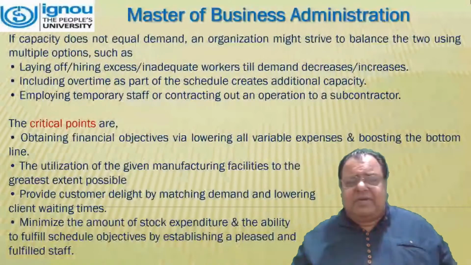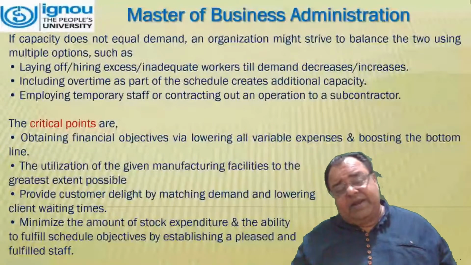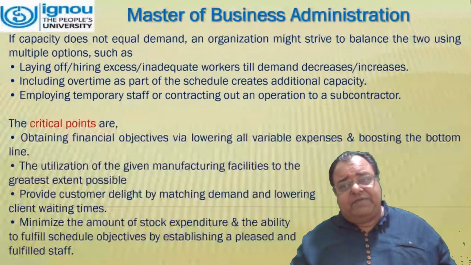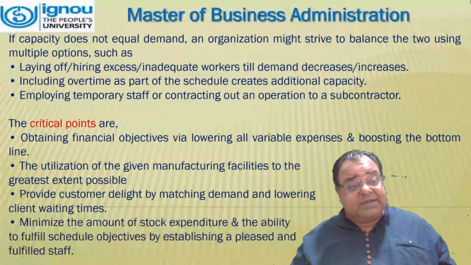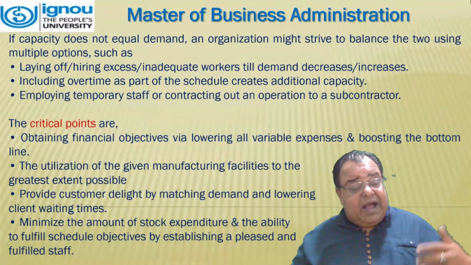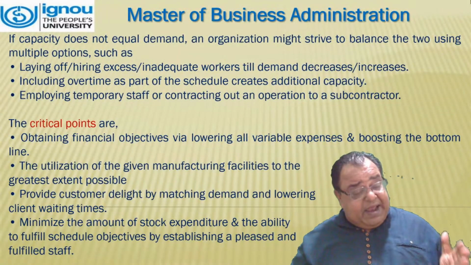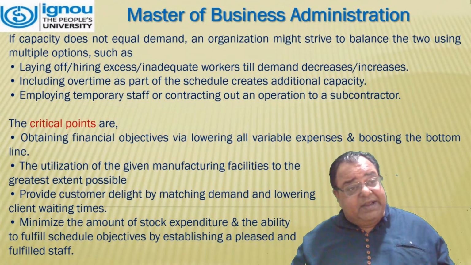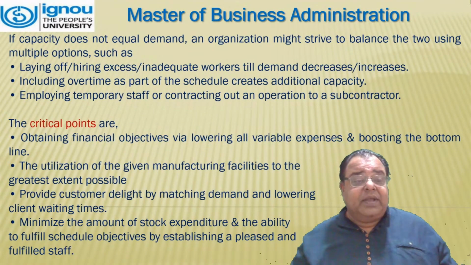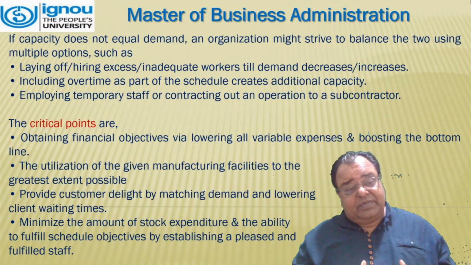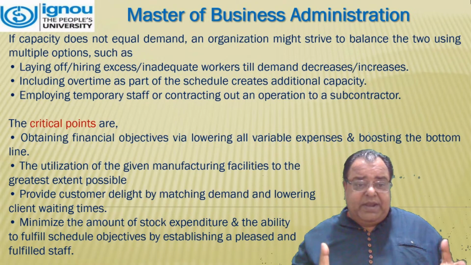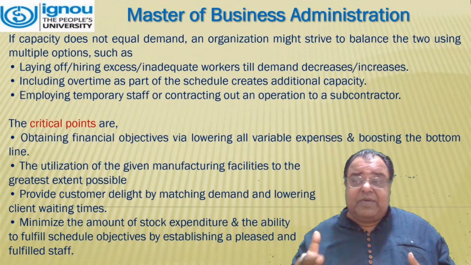If capacity does not equal demand, an organization might strive to balance the two using multiple options such as laying off, hiring excess, or inadequate workers till demand decreases or increases. Including overtime as a part of schedule creates additional capacity, and employing temporary staff or contracting out an operation to a subcontractor.